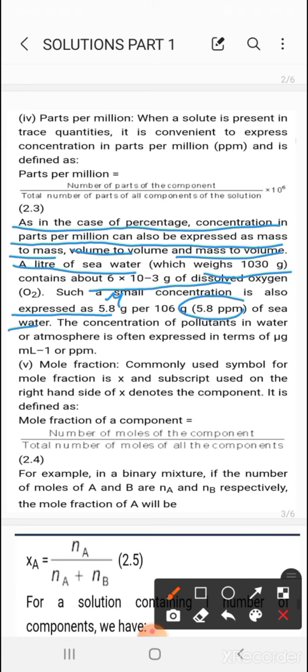The concentration of pollutants in water and atmosphere is often expressed in terms of mu gram per ml or ppm. So we can also represent it in mu gram per ml and ppm. So basically we use this quantity where any solute is present in a very small quantity, right. So this is the ppm.